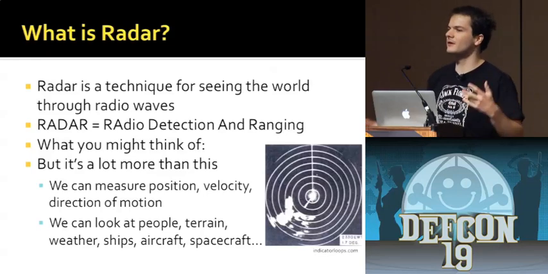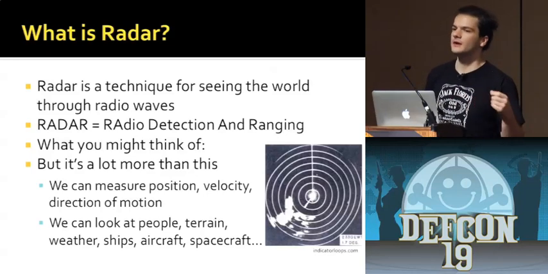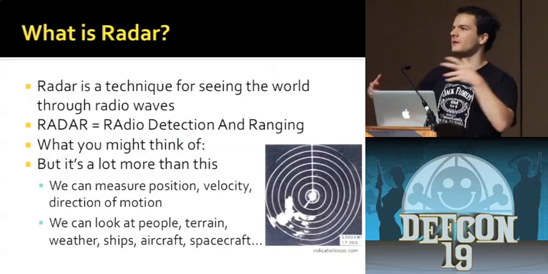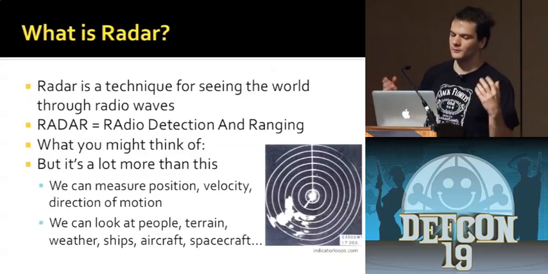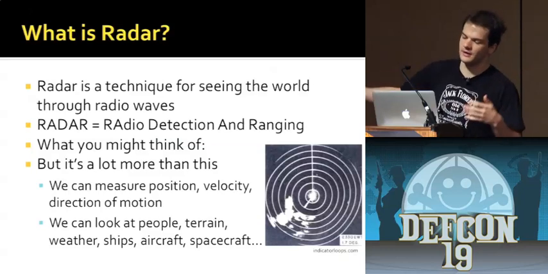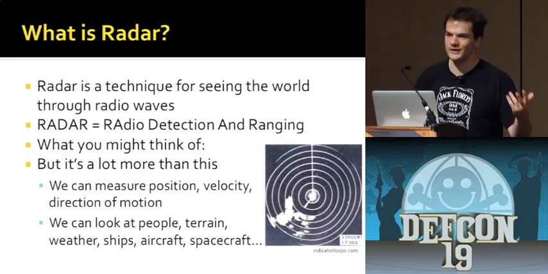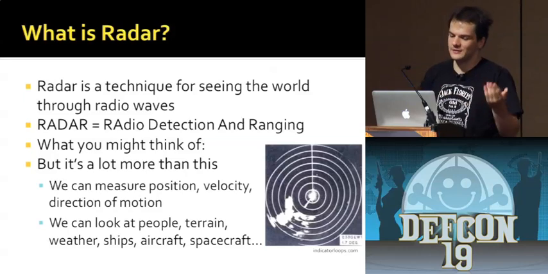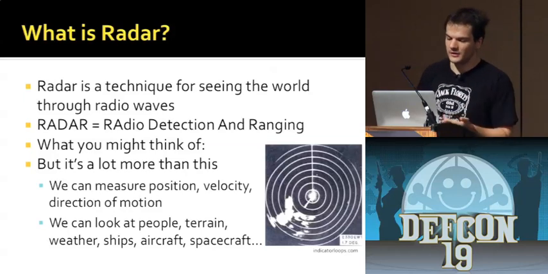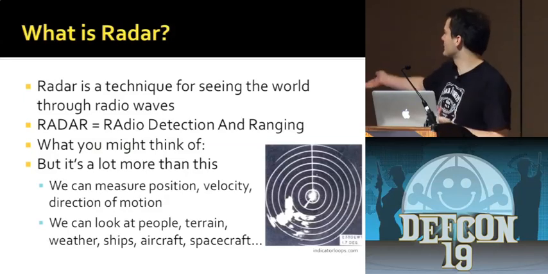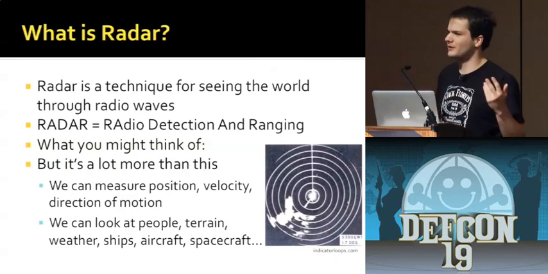Basically, it's some way of looking at the world through radio waves. You're measuring something, you're sensing some sort of electromagnetic field, and generally what you're doing is sending out a pulse and looking at the response. Radar used to be an acronym, it's become a word. It stands for radio detection and ranging, and that's basically what it is. What you might think of traditionally is something like, I think that's a weather radar from the 40s or something.